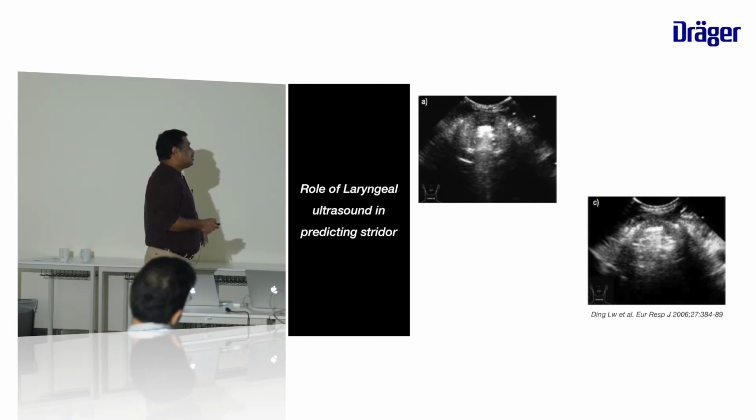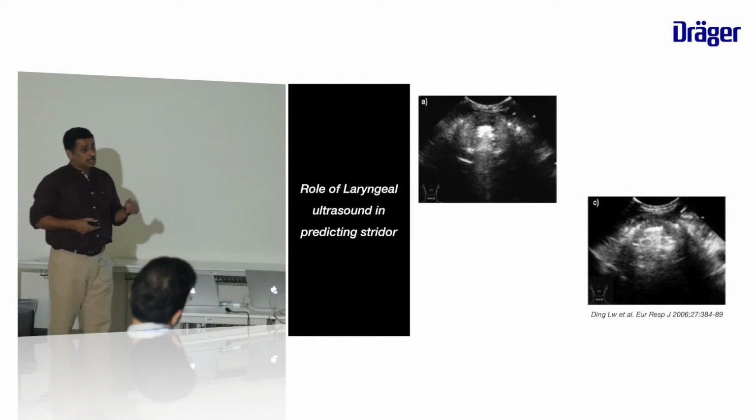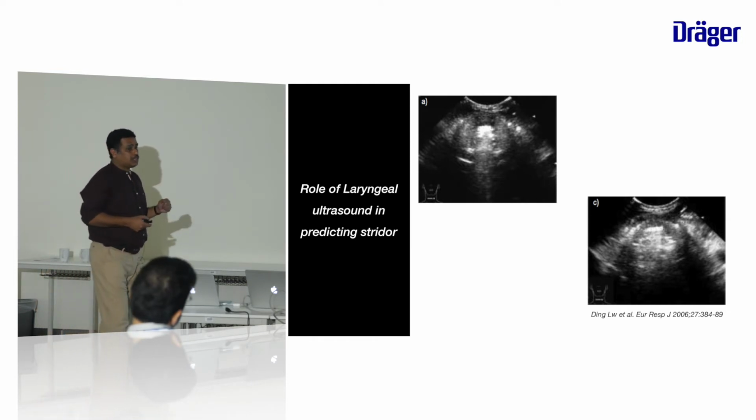In this picture, the air column width is narrowed and it is expanded, and that means there is no space between the true vocal cord and the tube. That means the patient may develop postoperative stridor.